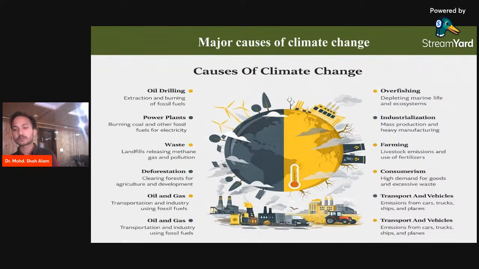The next will be consumerism. High demand of goods and excessive waste, meaning people nowadays demand many different things.